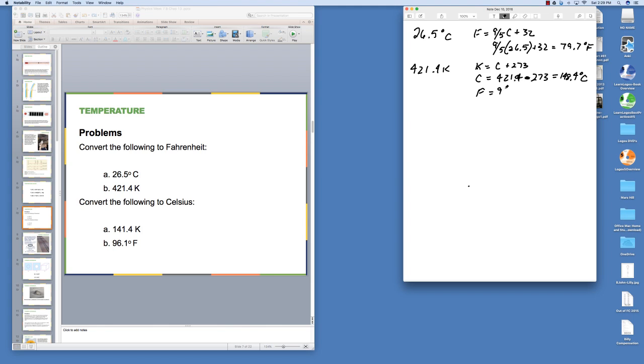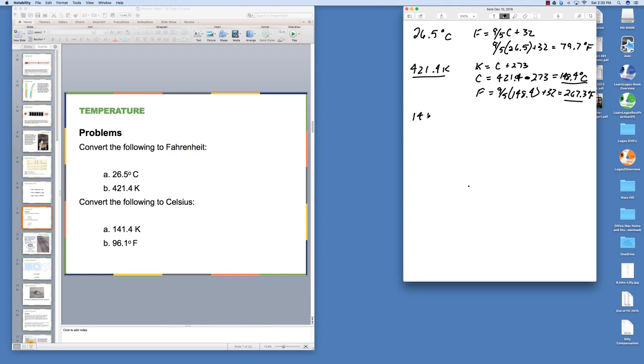Then, again, you put it in this same formula here. So that's going to be 9/5 times 148.4 plus 32 degrees. And when you do that math, you get 267.3 degrees Fahrenheit. So this level of Kelvin is equal to this amount, this level of Celsius and this level of Fahrenheit.